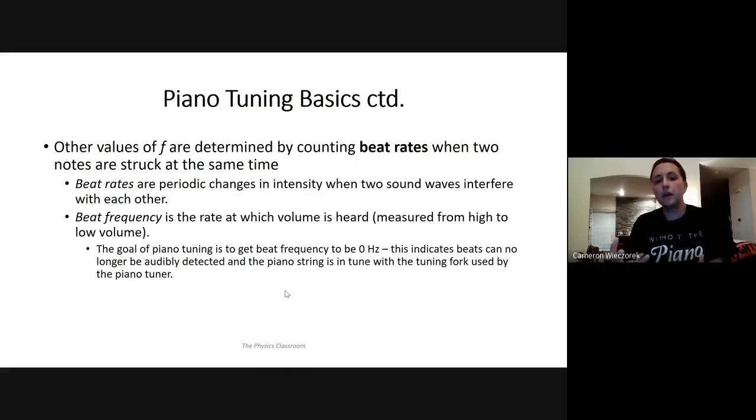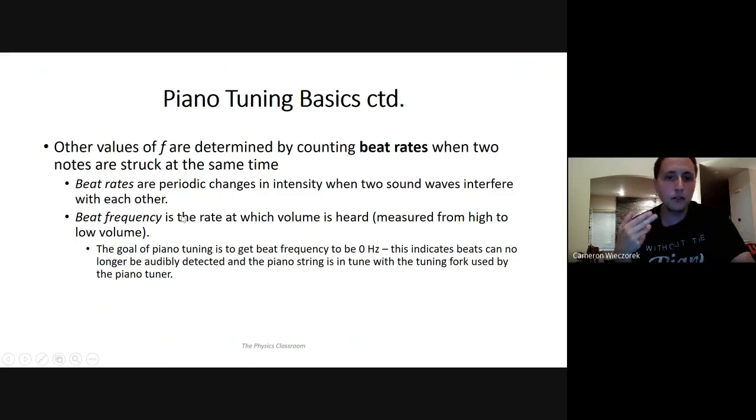So how do we calculate other values of F? How do we determine whether other notes are in tune relative to A4? What we do is we count what are called beat rates when two notes are struck at the same time. And beat rates are basically these periodic small changes in intensity when two sound waves interfere with each other. So the two notes that are being played are going to have two different sounds, and we're looking at the intensity of those sound waves and the changes between them.